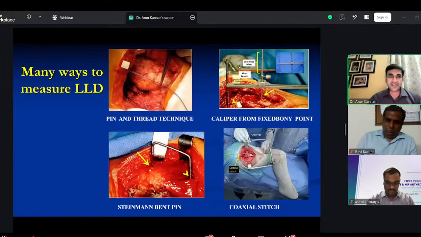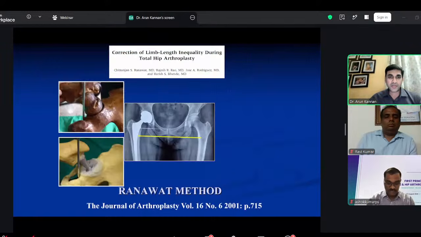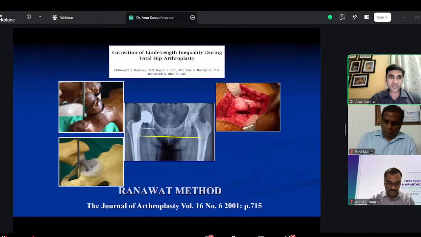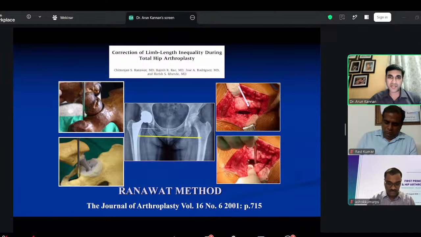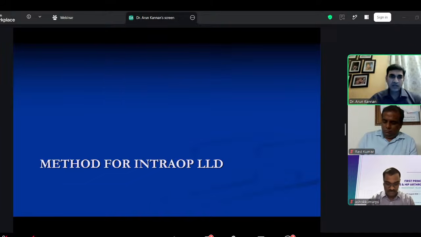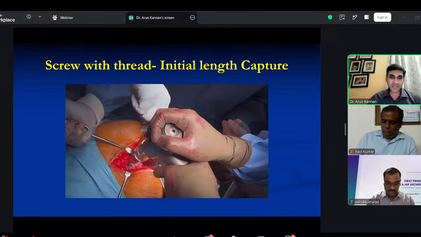So how to assess this intraoperatively? There have been many measures of doing the LLD. I think more than 20 ways have been described, from Ranawat's method to coaxial stitch method from our own Dr. Vijay Bose. So Dr. Ranawat's method has been using a Steinman pin in the infracotyloid notch. And the logic is to keep the pin as close to the center of the hip to reduce the variations from the hip position. So I'll just show you how I do it.